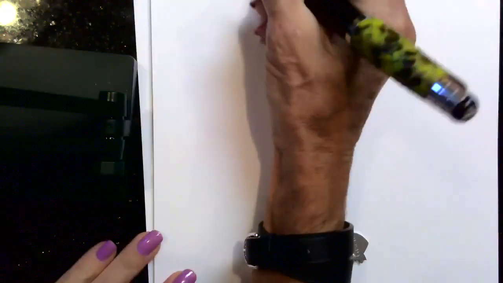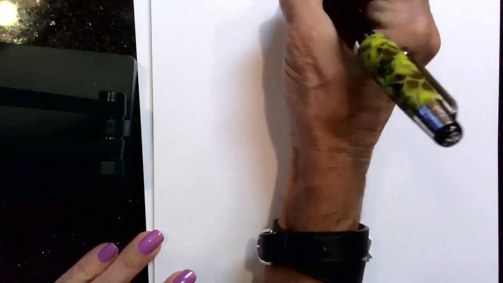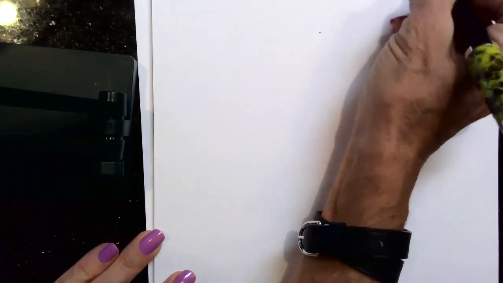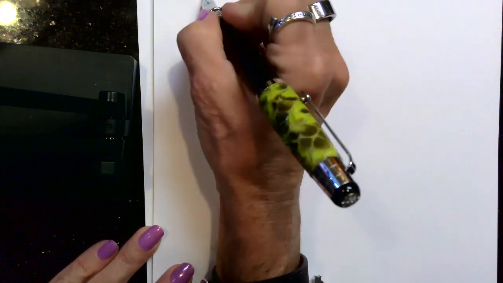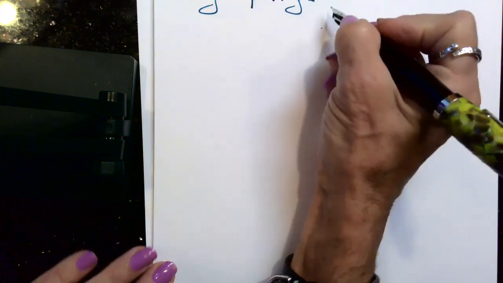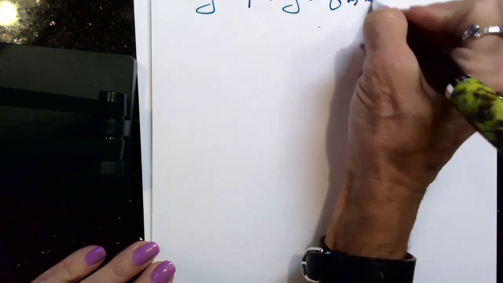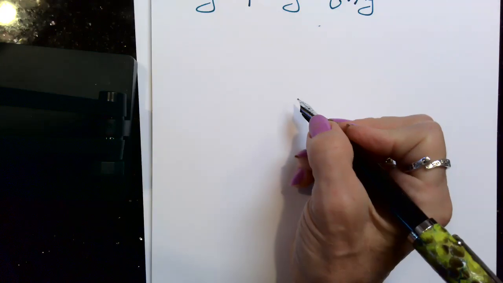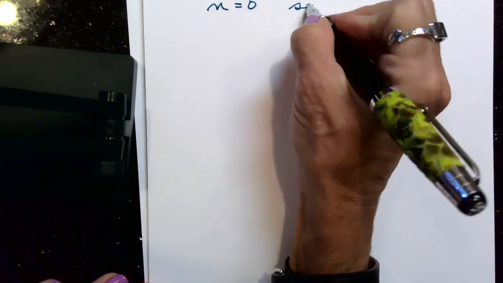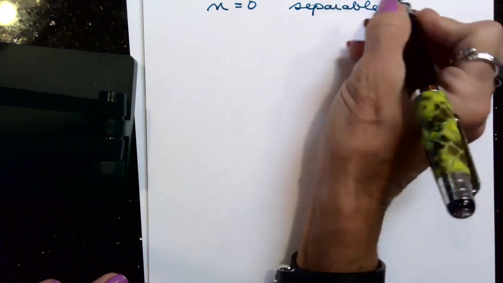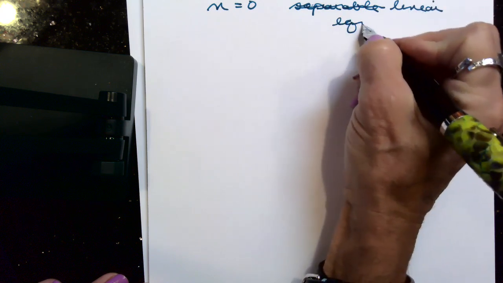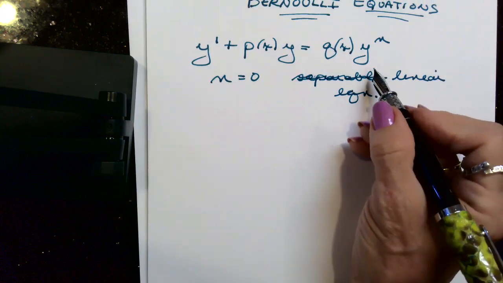Okay, so the first thing we want to do is say, what is a Bernoulli type equation? Bernoulli equations are anything that can be written in the form y prime plus p of x y is equal to q of x times y to the n. So when n equals 0, this is a linear equation, of exactly the type we looked at before.